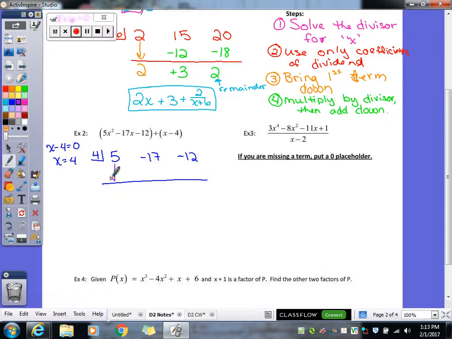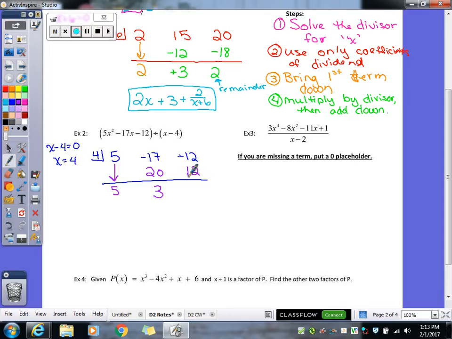So again, our first term, we just bring that down. So we bring down our 5. And then we do 5 times the 4 gives us 20. So then negative 17 plus 20 is 3. So then 3 times 4.